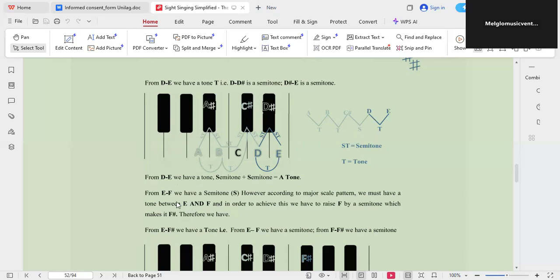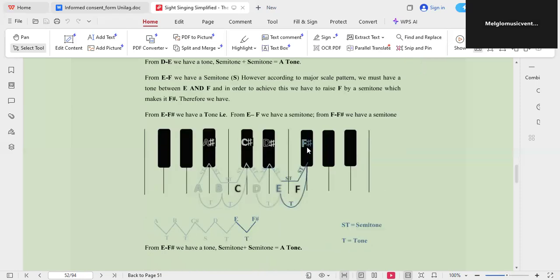So from E to F, we have a semitone. However, according to the major scale pattern, we must have a tone between E and F, and in order to achieve this, we have to raise F by a semitone, which makes it F sharp. Therefore, we have F sharp instead of F. So from E to F sharp, we have a tone. That is, from E to F, we have a semitone, and from F to F sharp, we have a semitone.